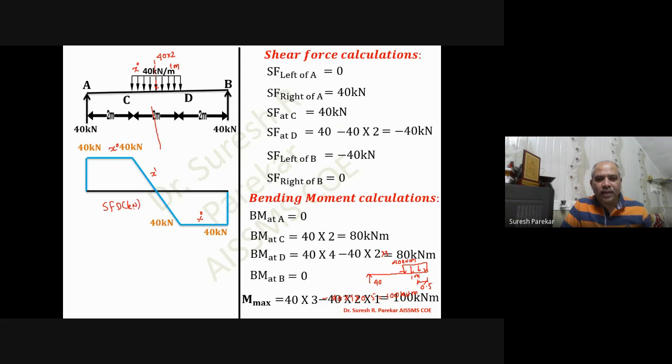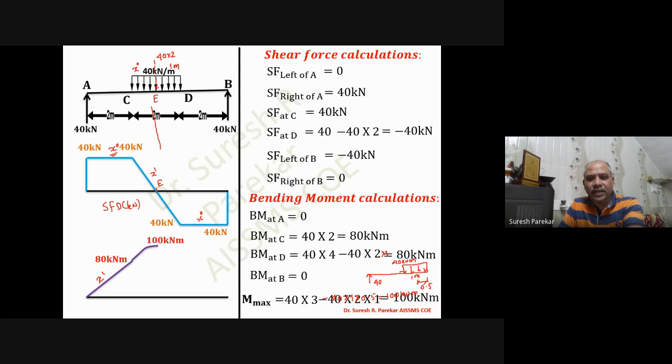Then we will go for the BMD. At A we have 0. Then at C we have 80 kilonewton meter. You can see x to the power 0 here, and here we have x to the power 1. Then we have the maximum at E, which is at the center. So this is point E, and the value is 100 kilonewton meter. You can see this is x to the power 2 between C to D. Then at D and B we have 0. So this is the BMD in kilonewton meter.